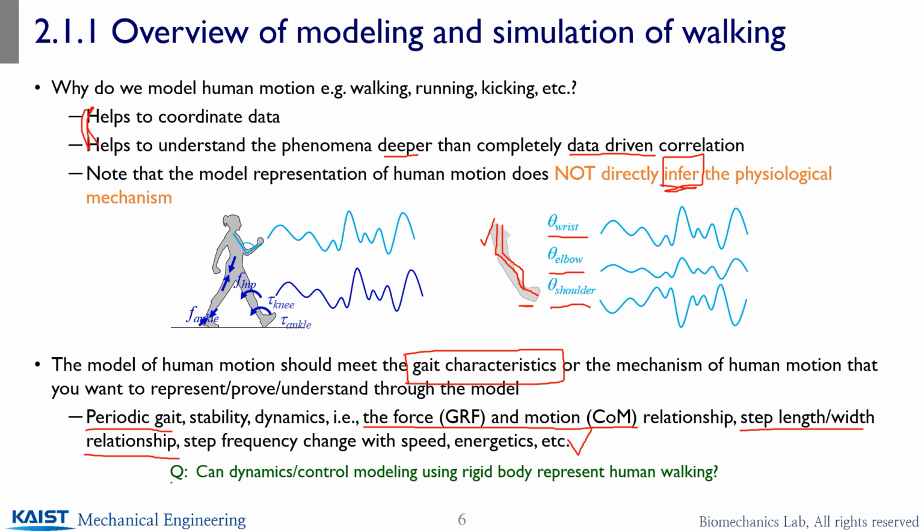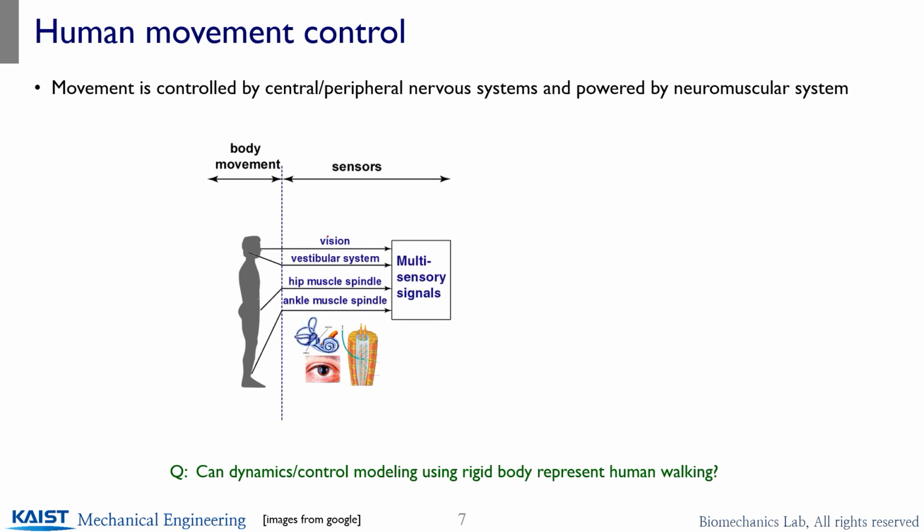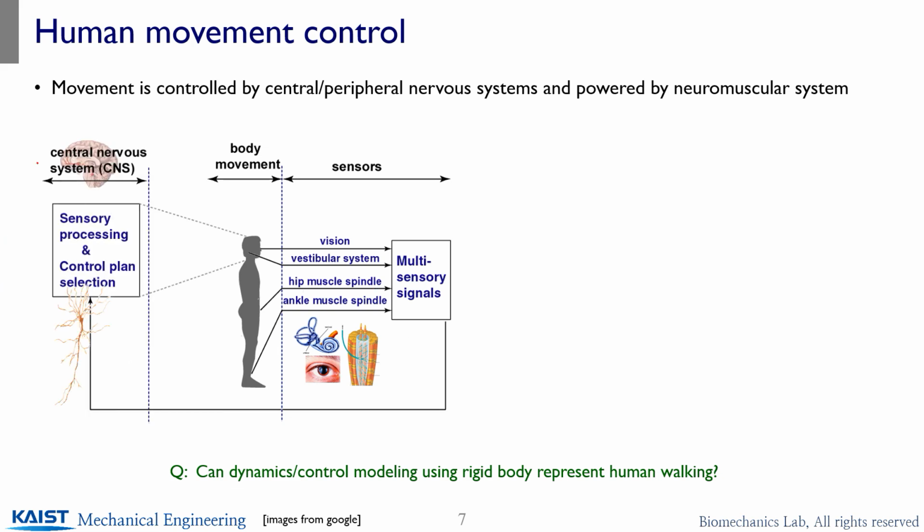Okay, the final question is, can human walking be explained by a simple dynamics or control model? Well, that's what we should examine. Human movement control involves very, very complicated nervous system mechanisms. For example, when you move, your motions are sensed by motion sensors such as the vision, the vestibular system, or the muscle spindles. And those multisensory signals are sent to your brain, like your cerebellum or cerebral cortex.